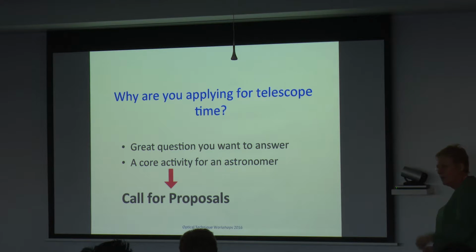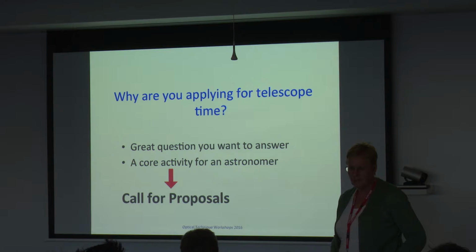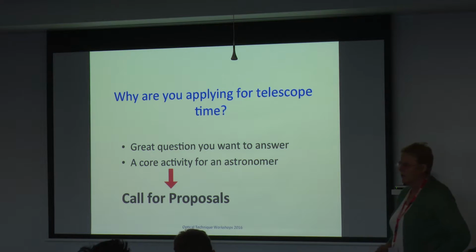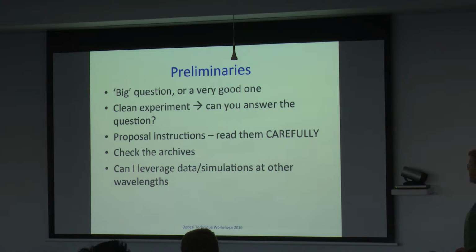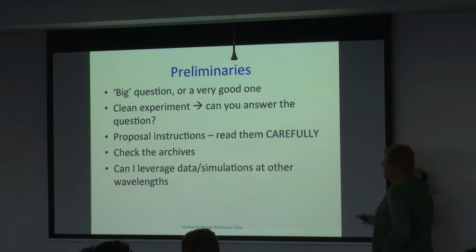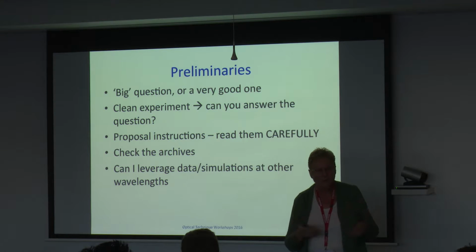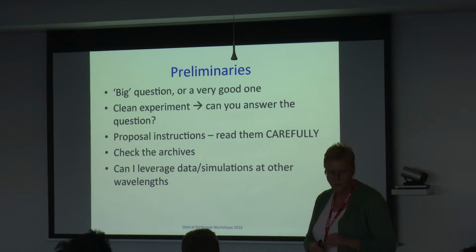All right. Now, the jump-off point is the call for proposals. Okay, and every observatory issues this. It typically comes out a couple of months before the closing date. Okay, and it will start giving you the ground rules of what your proposal needs to look like. So I've already mentioned that you want a good question to be answering. I've called it a big question. It doesn't always have to be a big question. It just has to be a good question.